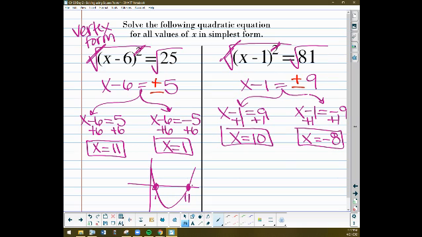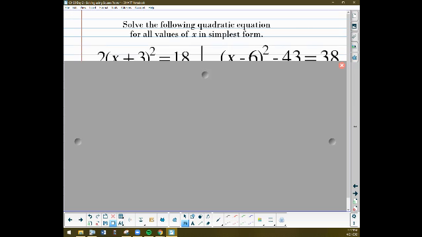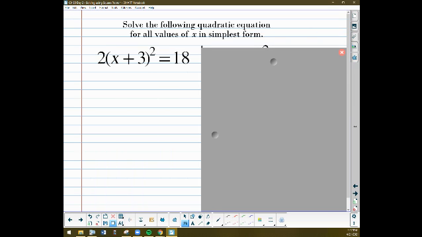Okay, kick it up a little bit. I got a little bit more numbers going on here. I want to get the quantity squared. Now this time it's the quantity squared, and I want to get that by itself. But right now it's being multiplied by 2 in the front. So my first step is to divide by 2.